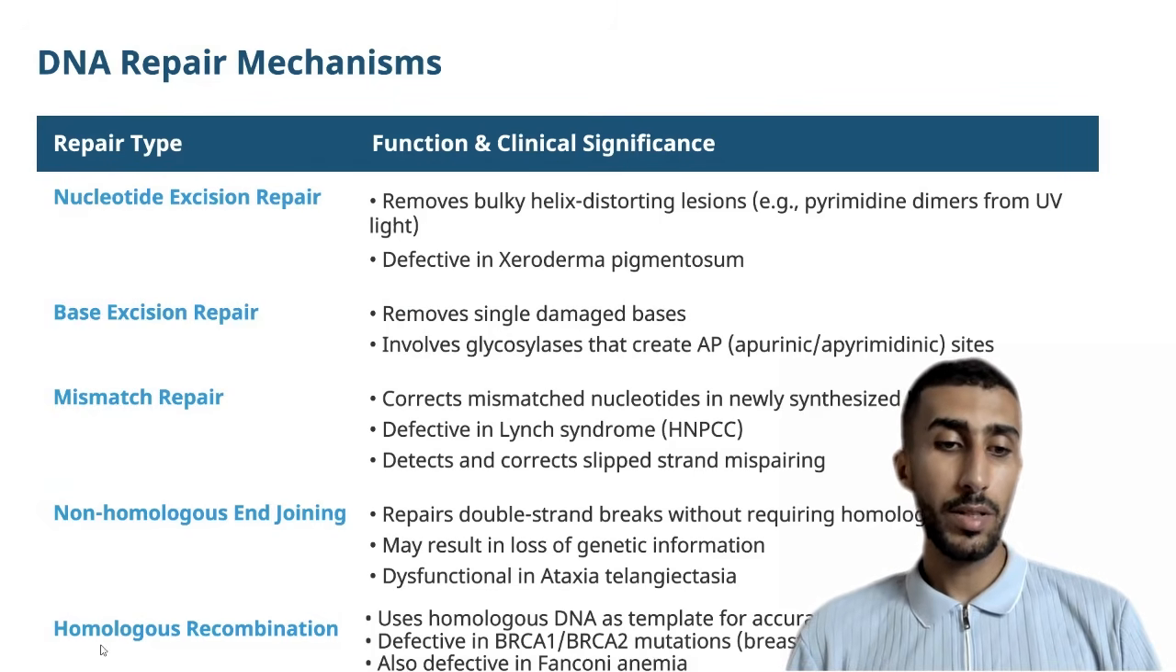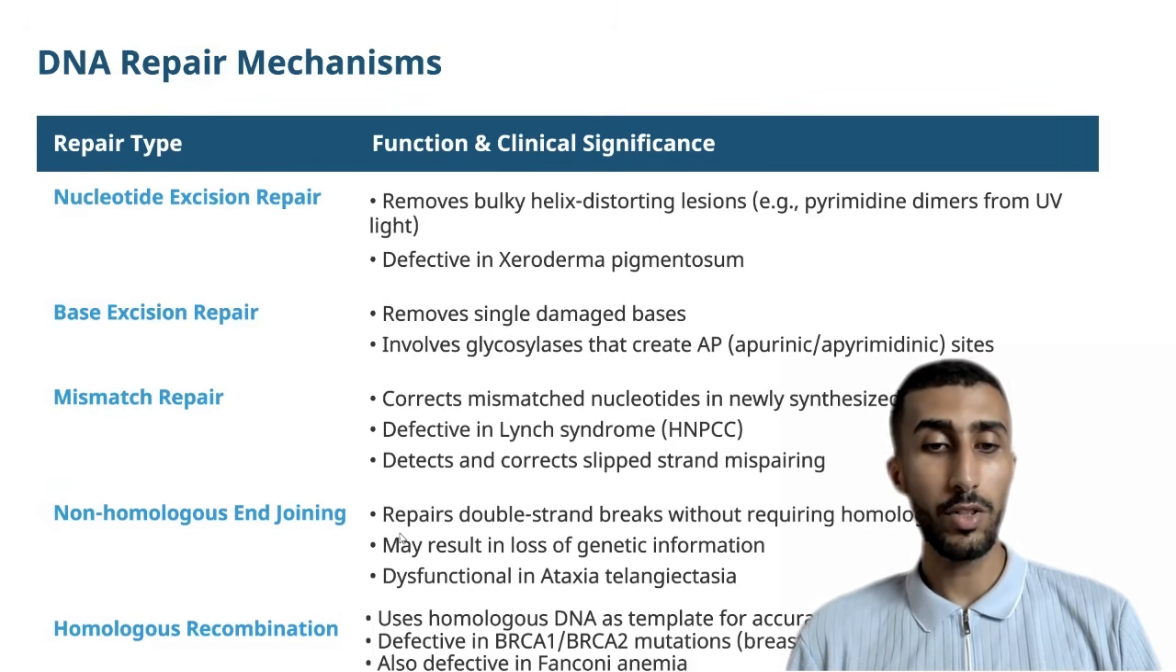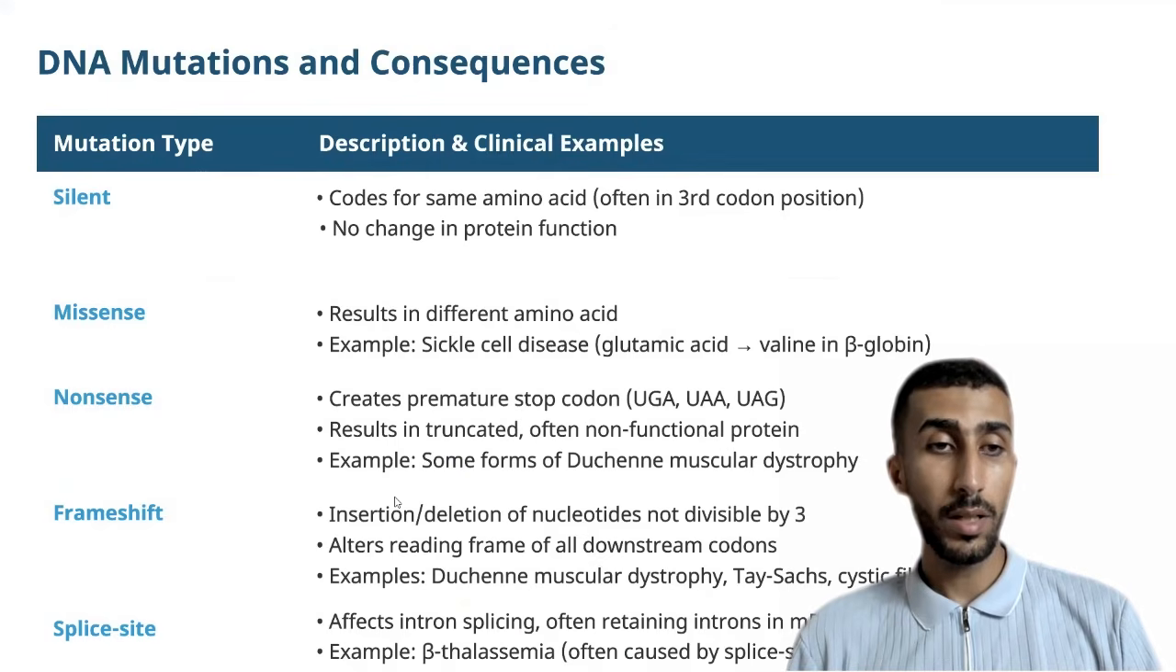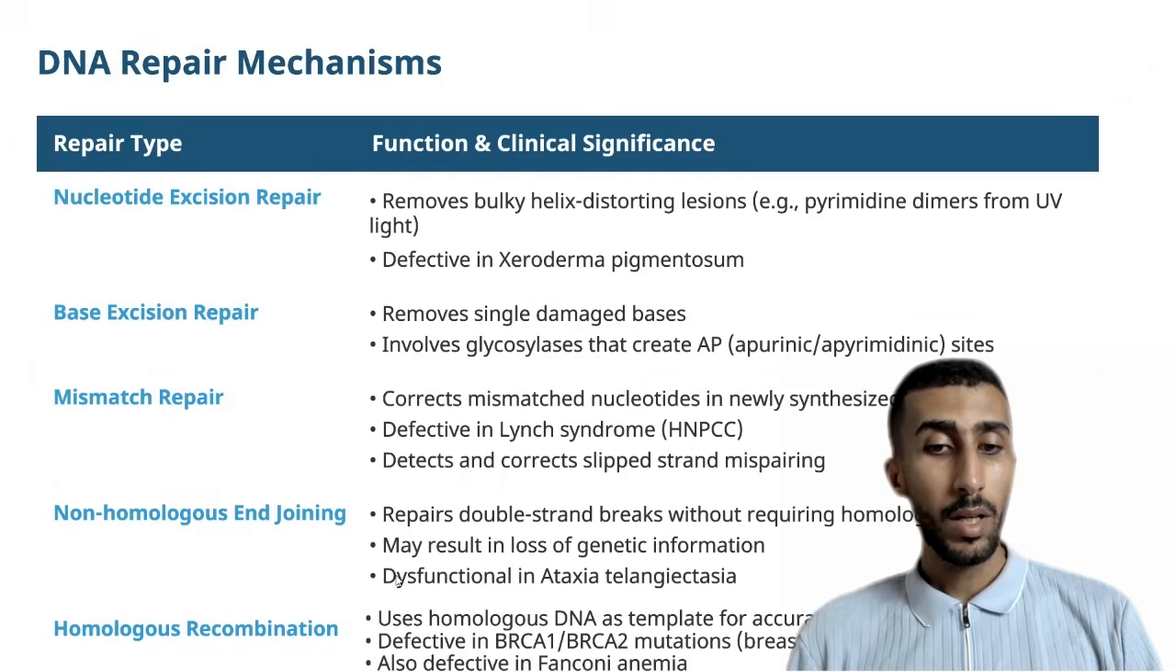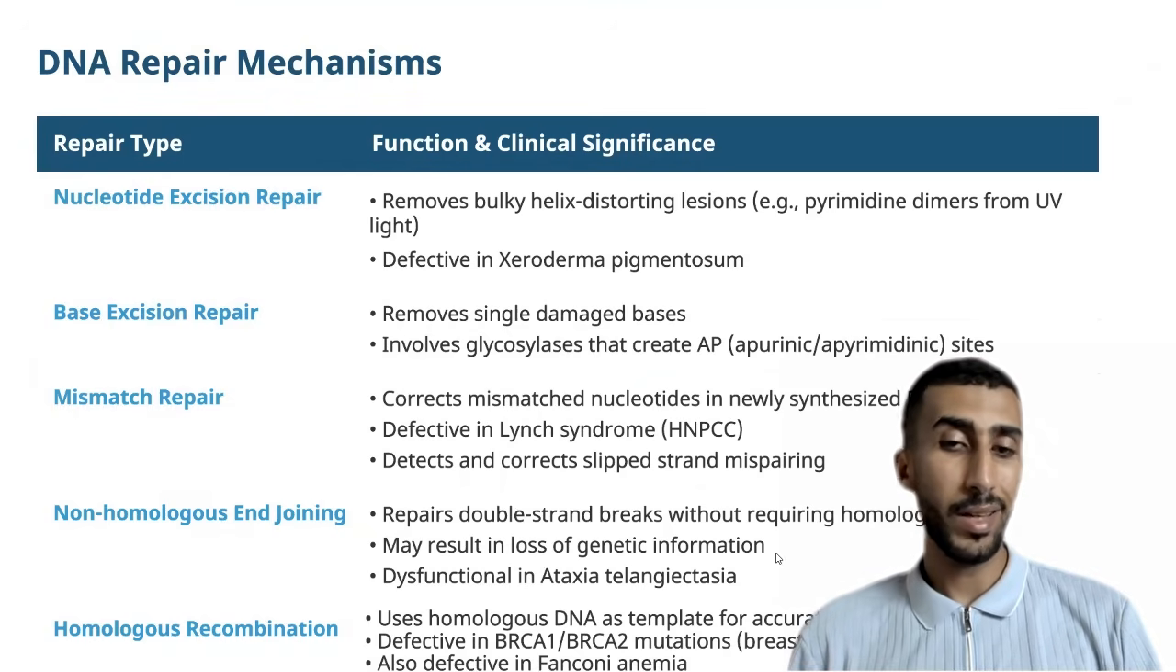Non-homologous end joining versus homologous recombination. Non-homologous end joining repairs double-stranded breaks without requiring homology and may result in loss of genetic information. This is defective in ataxia telangiectasia. So this is non-homologous end joining. We don't build upon another strand. It just repairs randomly, repairing double-stranded breaks, doesn't require homology, may result in loss of genetic information, but it is going to seal the break. So its main function is to seal the break.